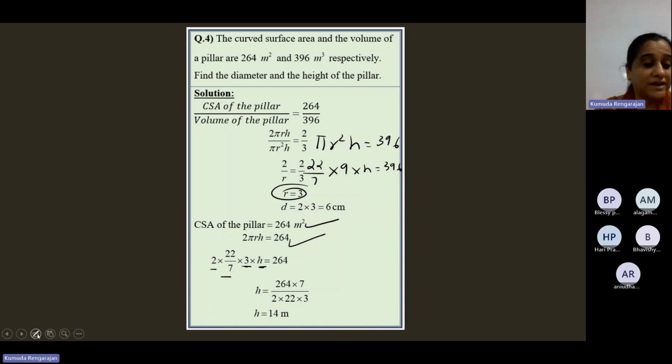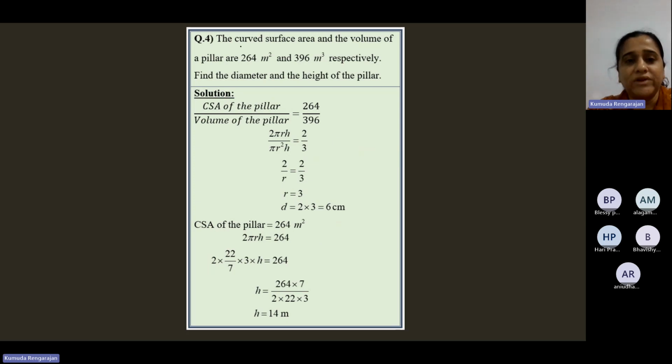So this idea you should remember. When two different pieces of information like CSA and volume are given to you, write the two things and divide them. CSA by volume, and you can divide in any order. You can also write volume by CSA.